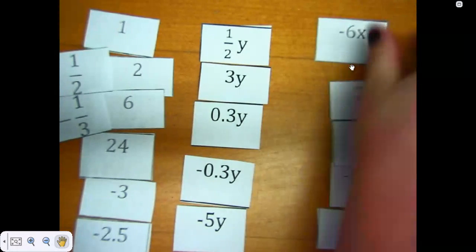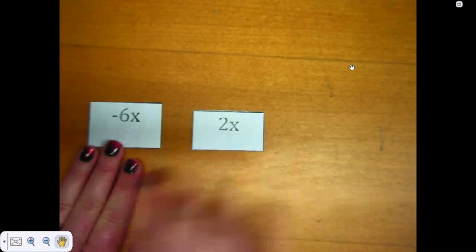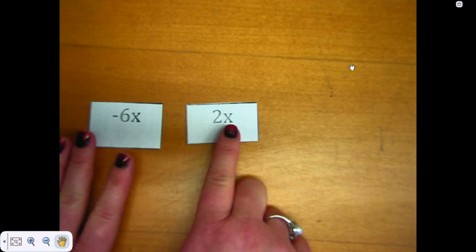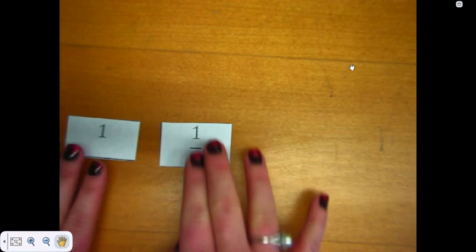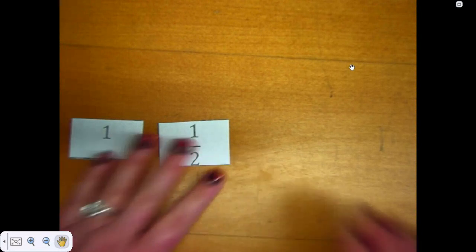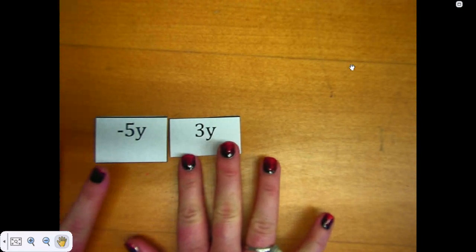So if I had negative 6x plus 2x, I could absolutely combine those, because I know this is a negative 6x and this is a positive 2x. So my signs are different, so I would subtract and I would get negative 4x. I could also combine 1 and 1/2. They're both positive numbers, so 1 plus 1/2 would be positive 1 and 1/2. And I could also combine negative 5y and positive 3y, and I would get negative 2y.